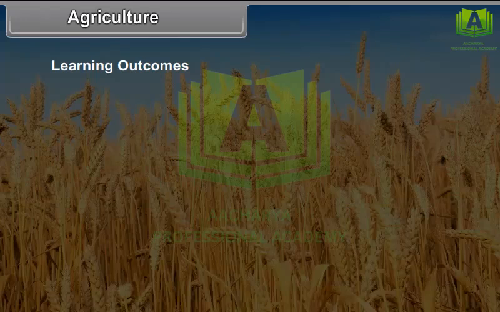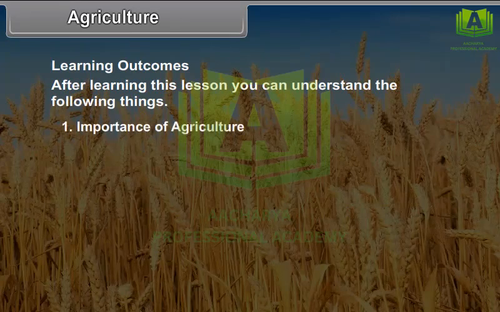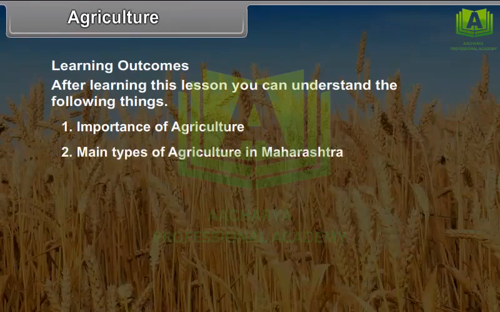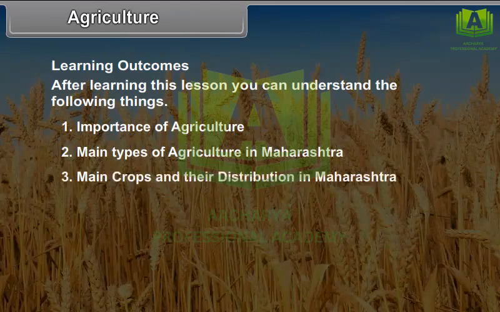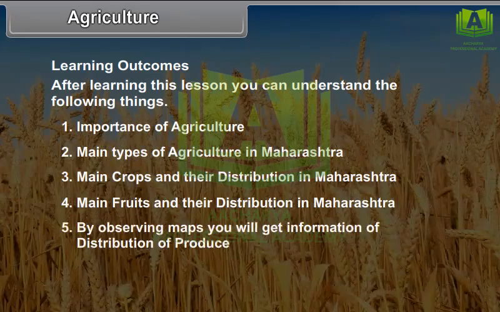Learning outcomes. After learning this lesson, you can understand the following things. Number 1, importance of agriculture. Number 2, main types of agriculture in Maharashtra. Number 3, main crops and their distribution in Maharashtra. Number 4, main fruits and their distribution in Maharashtra. Number 5, by observing maps, you will get information of distribution of the produce.